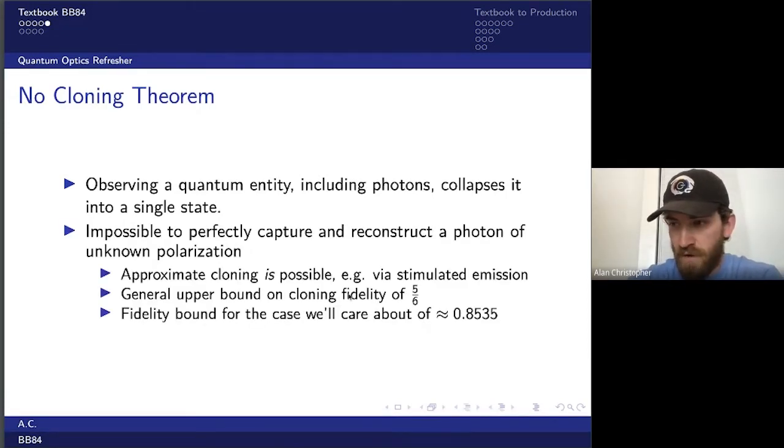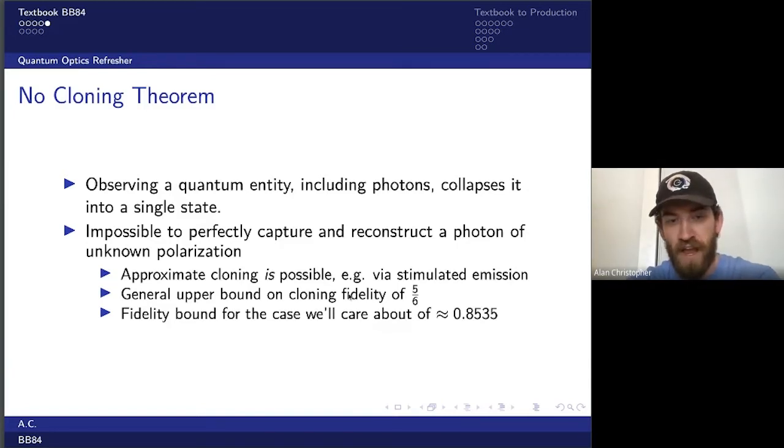And more precisely, it's impossible to perfectly capture and reconstruct a photon or other quantum entity that you're working with if it has an unknown initial state. This is frequently misunderstood to imply that any interaction with a photon destroys it completely. A better way of thinking about it would be that any interaction with a photon is going to put some miles on it, and it's going to do some wear and tear, and maybe it'll break it.